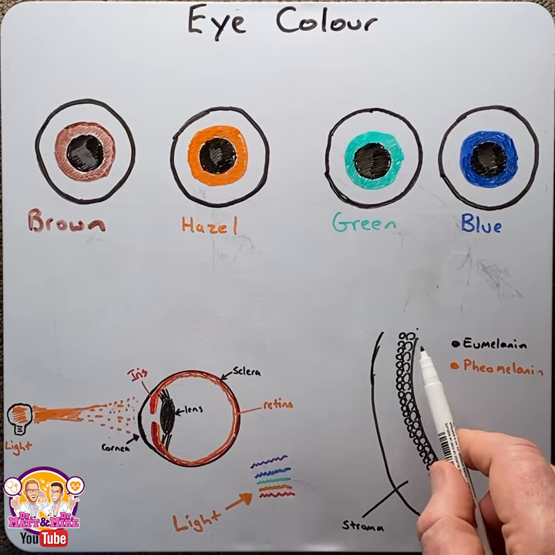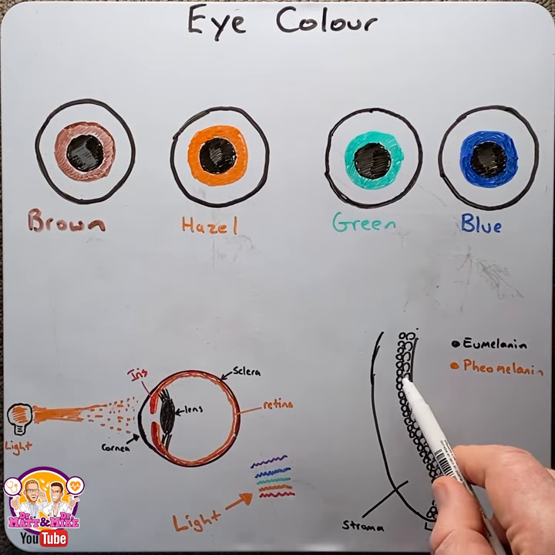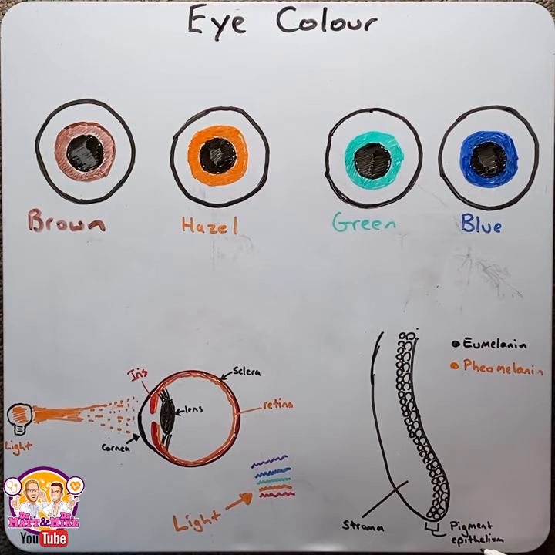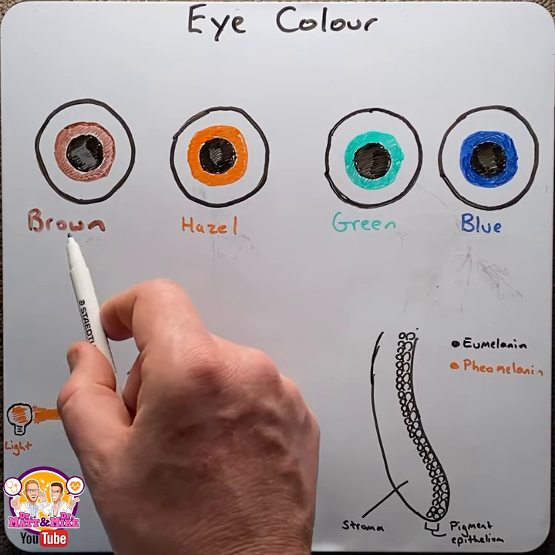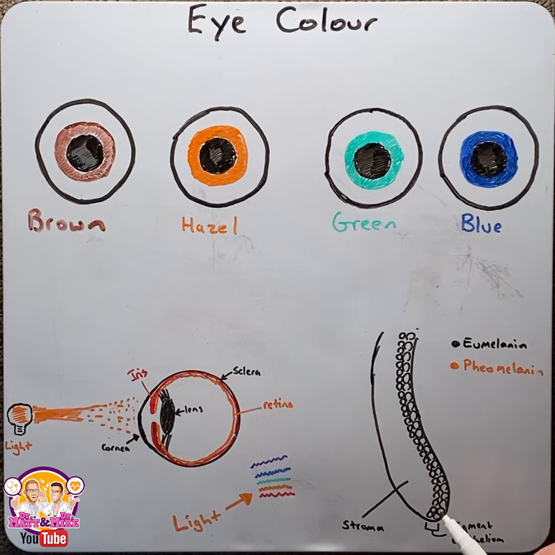Iris colour is determined by melanocytes at the pigment epithelium at the back of the iris. These cells make melanin. Now, regardless of your eye colour, the number of melanocytes is basically the same. What is different is the type of melanin.